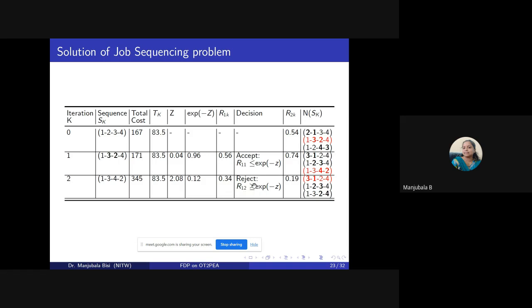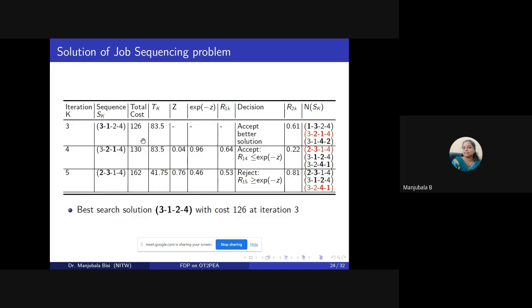If you are rejecting, that means you are rejecting the solution 1342 from 1324. So you have to do resampling here. That means you select another neighboring solution from this N of Sk. How to select? Again, you generate another random number. Suppose this is 0.19, so the first solution is generated from this one. Again, you proceed in the same manner.